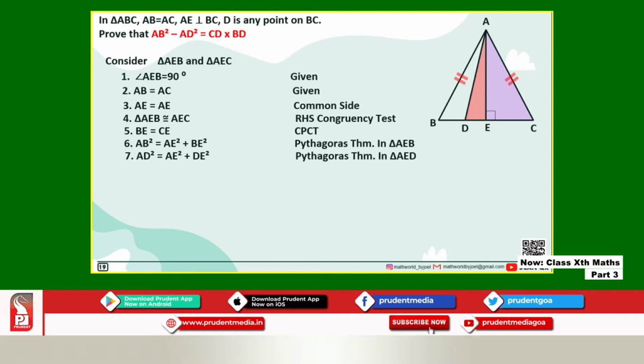Step number 6 is what we're discussing. So BE square is positive on this side, so if you transpose it to the other side, it would become minus BE square, and you would get something like this. Okay, so AB square minus BE square is equal to AE square.